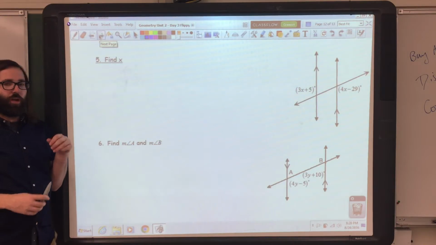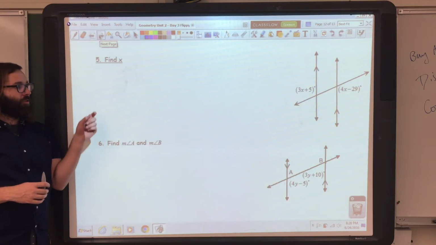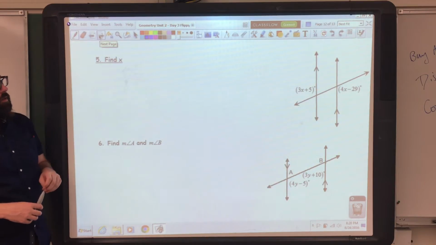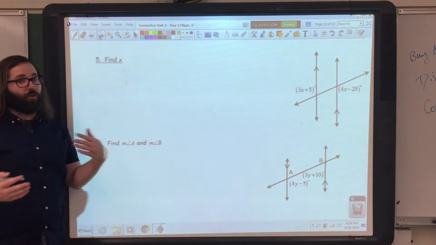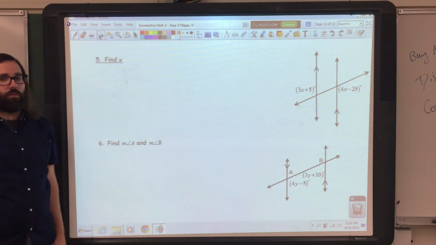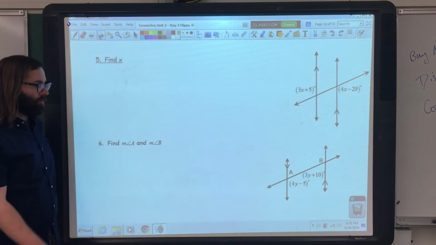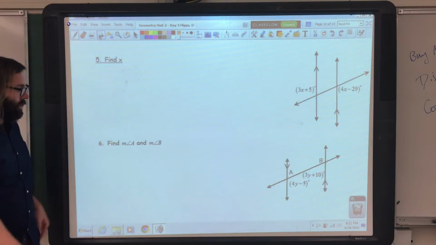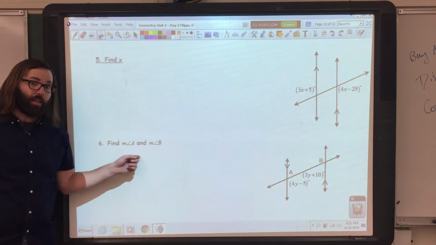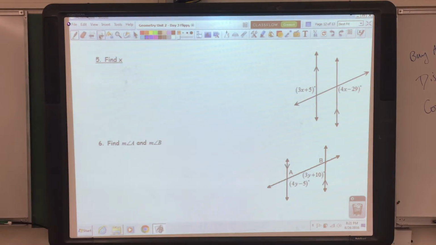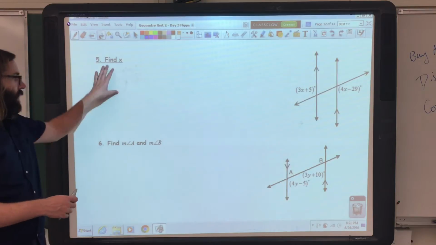Alright, so you guys in your groups, a couple minutes, try 5 and 6. Identify what type of angle they are. If they're congruent or supplementary, set them equal, or add them up and set them equal to 180. Okay, same thing with 6, except in 6 you have to actually find the angles. So a couple minutes in your groups, 5 and 6.